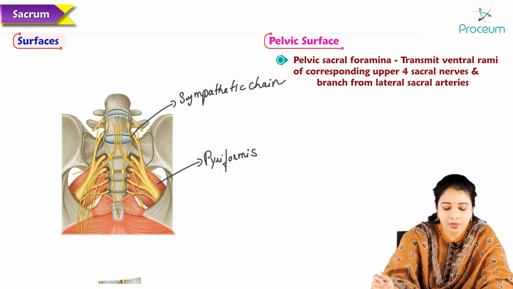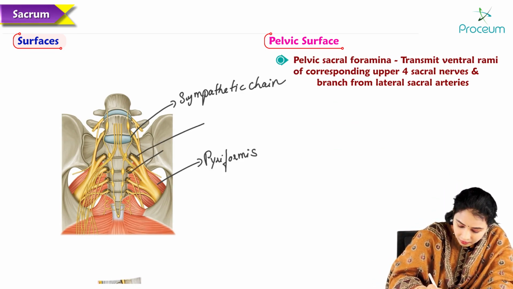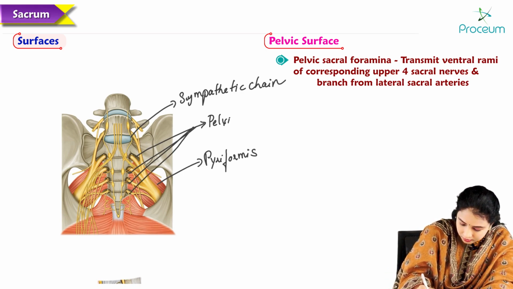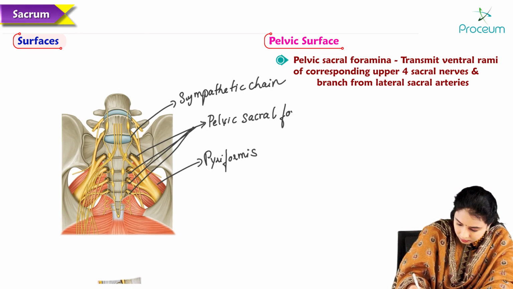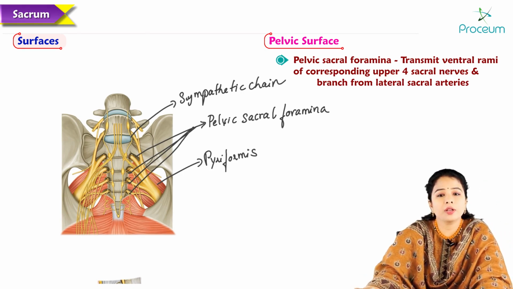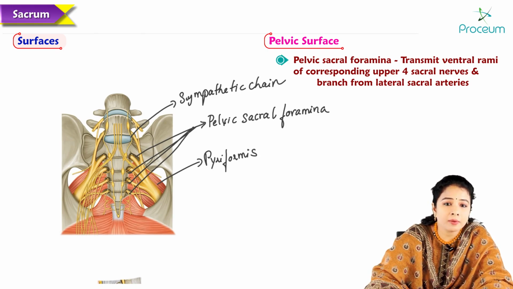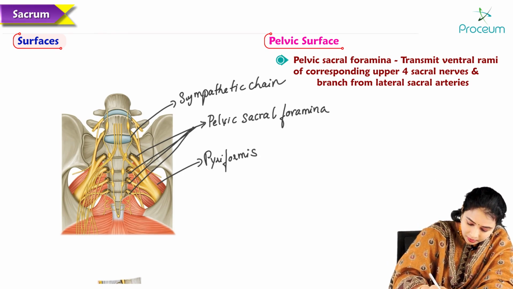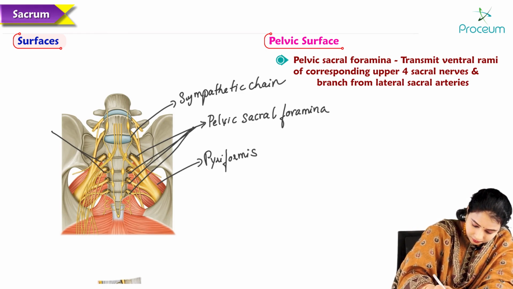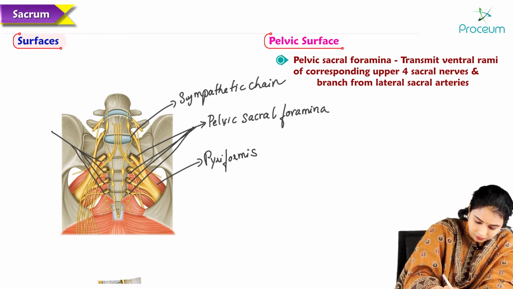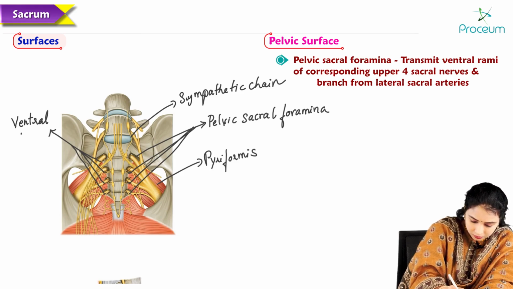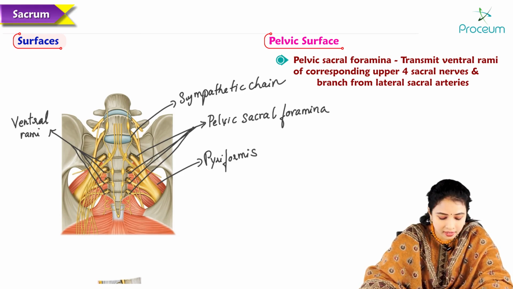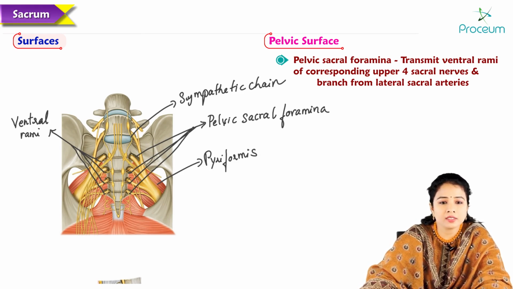The pelvic sacral foramina. So here are the pelvic sacral foramina. These foramina transmit the ventral rami of the corresponding upper 4 sacral nerves. So we can see the ventral rami coming out of the sacral foramina. And also the lateral sacral arteries, which run along with these ventral rami.